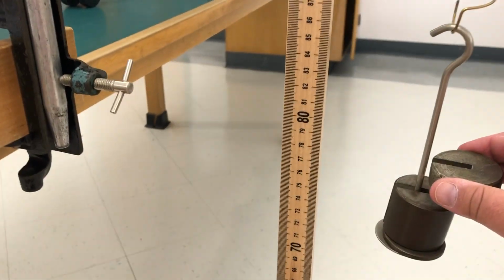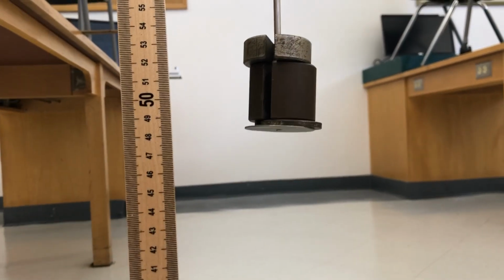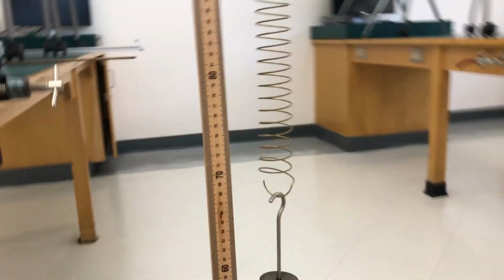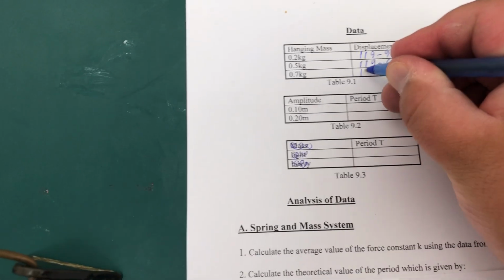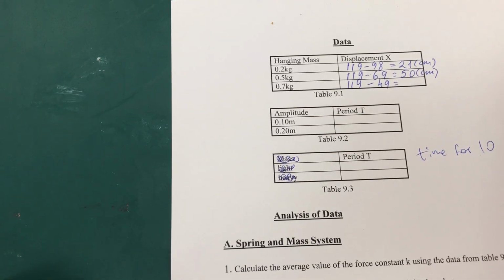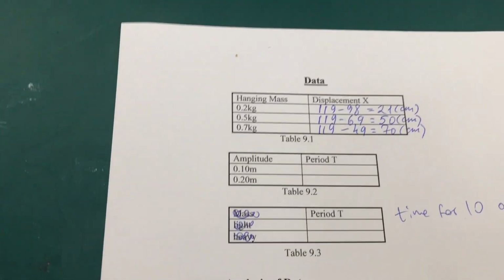And the final experiment is 4.7 kilograms hanging on top of 100 grams initially. So we are at 49 centimeters. So starting from the same 119, 49, we got 70 centimeters of stretch, of displacement.